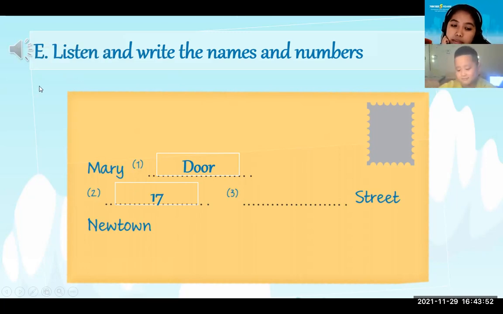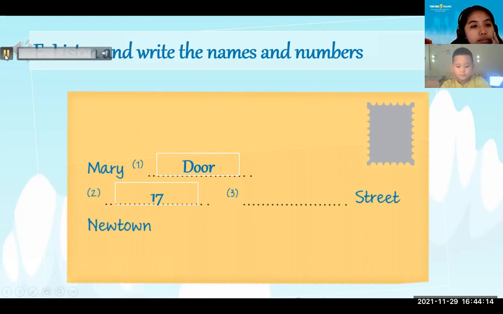And what's the name of the street? You know that. It's Lime Street. Do you spell that L I M E? That's right. L I M E. Great. Thanks.